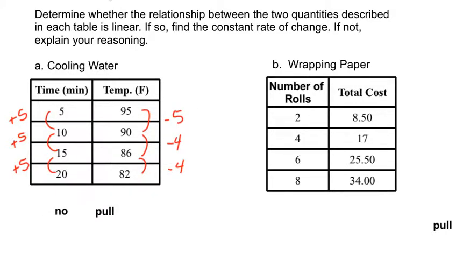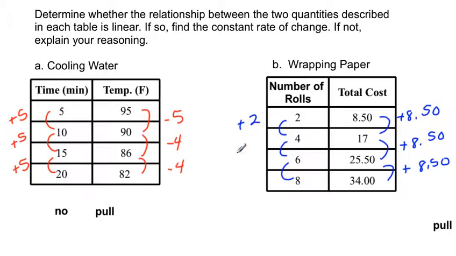Let's go ahead and take a look at the wrapping paper example. In the wrapping paper, we go from a total cost of $8.50 to $17, so that's an increase of $8.50. And then from 17 to 25.50, which is an increase of $8.50. And then from 25.50 to 34, which is also an increase of $8.50. On the other side, we're going up between each of these intervals by 2. We're gaining 2 rolls in each scenario.